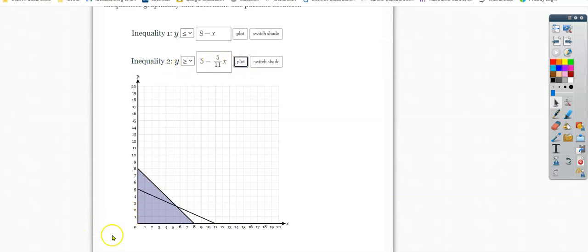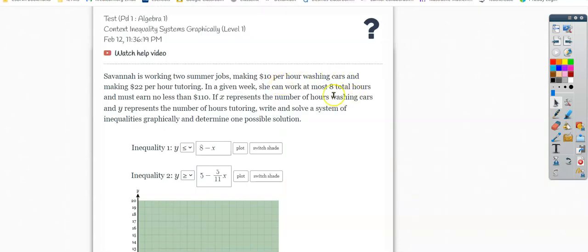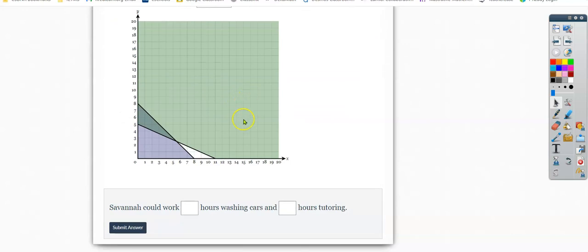And it's going to plot this one for me, and that one is greater than, so it should be going this way. All right, so this double shaded area is the only area that fulfills both of her needs, which is working 8 hours or less and earning $110 or more. So we just need to pick any random point that is within this double shaded region that satisfies both inequalities.